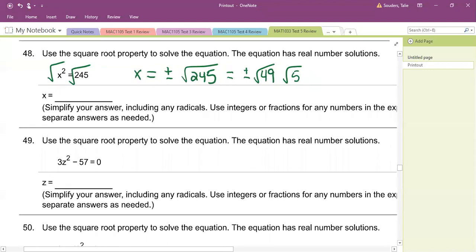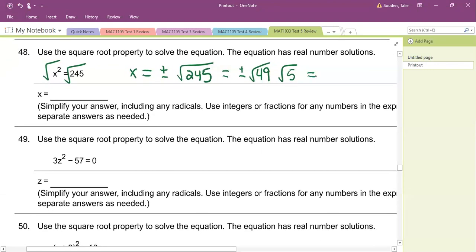Then you have to simplify. What is the square root of 49? 7. And then that's your answer. Plus or minus, and there is a plus or minus button in my math lab. Plus or minus 7 times the square root of 5.